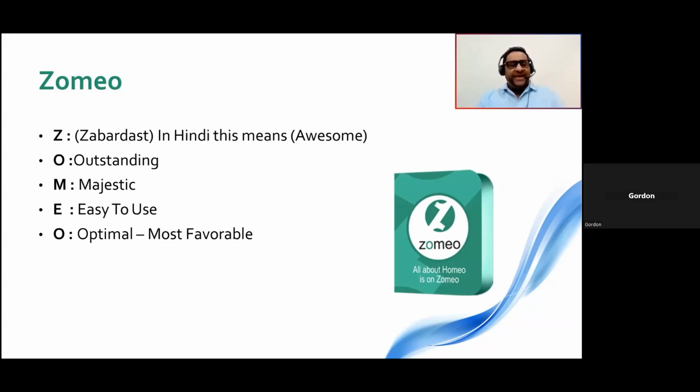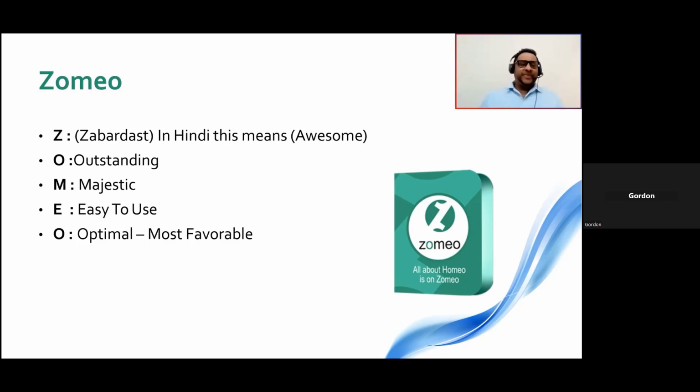I've got a small abbreviation here for Zomeo as a software. The Z in the Zomeo stands for Zabardast. In Hindi, this means awesome. Zomeo as a software, my friends, will showcase its awesomeness to you once you start using it. Moving on, the O in the Zomeo stands for outstanding. M is it's a majestic software. Now, this is one of my favorites. That's the E in the Zomeo. What is the E? It is easy to use.